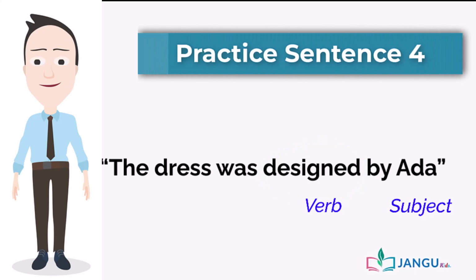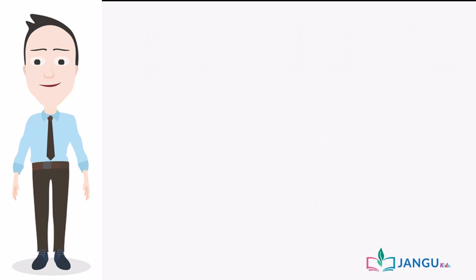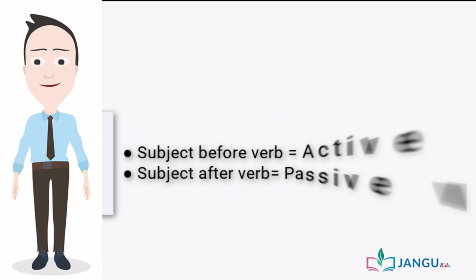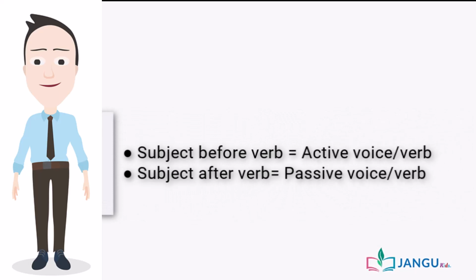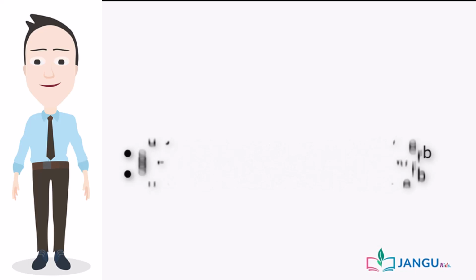Keep in mind that to easily recognize if it is an active or passive voice, check the position of the subject and the verb of the sentence. The subject coming before the verb means an active verb, therefore the voice would be active. Meanwhile, the subject coming after the verb means a passive verb, therefore the voice would be passive.